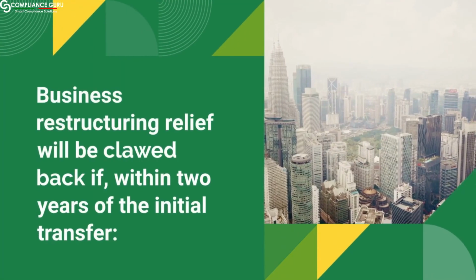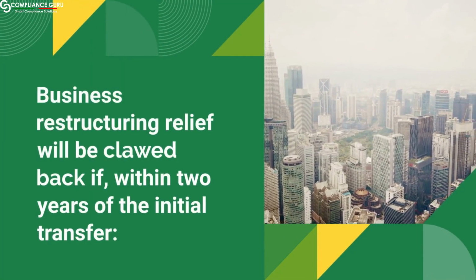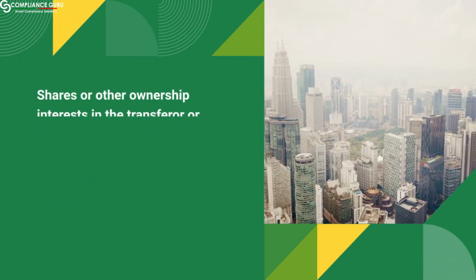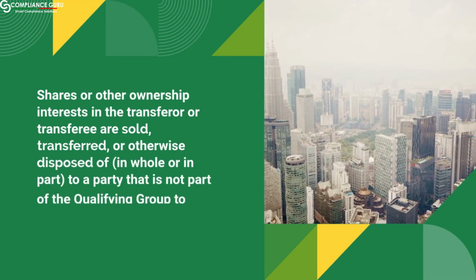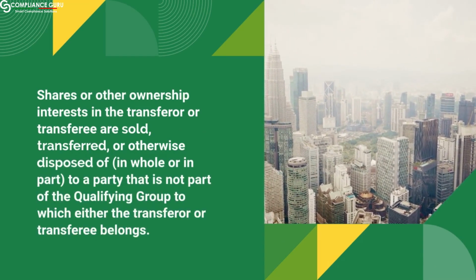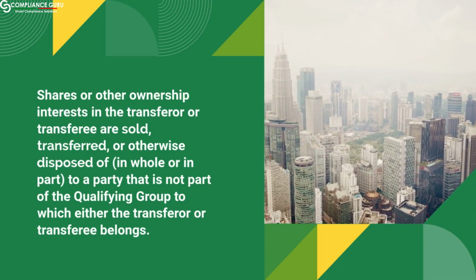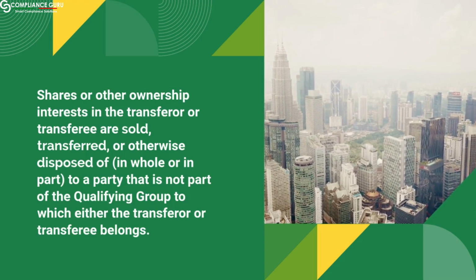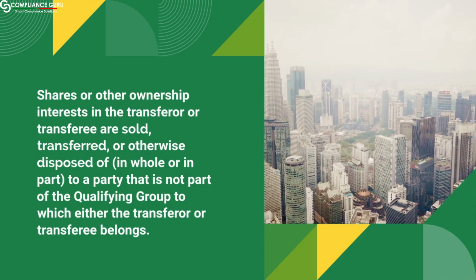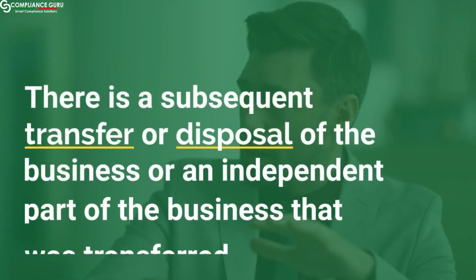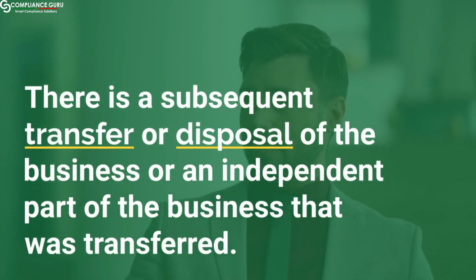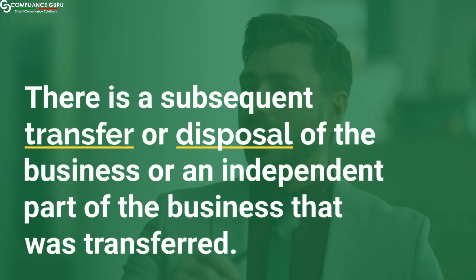Clawback of business restructuring relief. Business restructuring relief will be clawed back if, within 2 years of the initial transfer, shares or other ownership interests in the transferor or transferee are sold, transferred, or otherwise disposed of, in whole or in part, to a party that is not part of the qualifying group to which either the transferor or transferee belongs, or there is a subsequent transfer or disposal of the business or an independent part of the business that was transferred.